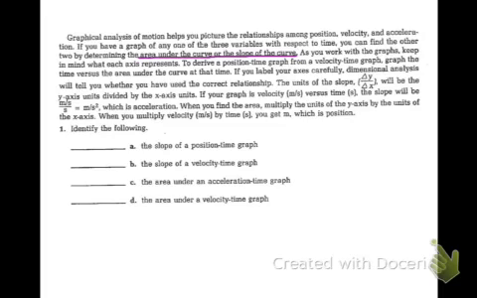As you work with the graphs, keep in mind what each axis represents. To derive a position versus time graph from a velocity graph, graph the time versus the area under the curve at that particular time. If you label your axis carefully, dimensional analysis will tell you whether or not you have used the correct relationship. And I'm going to show you what that means.